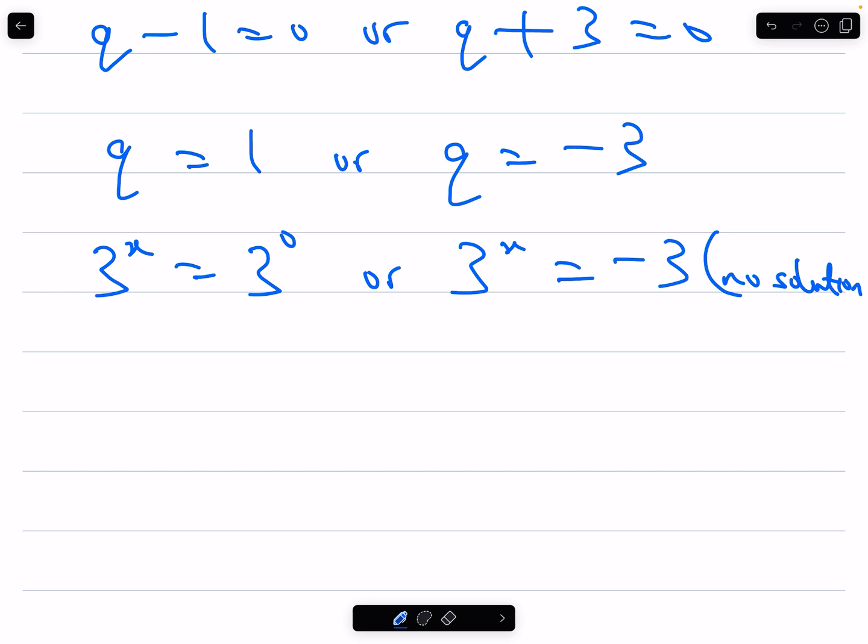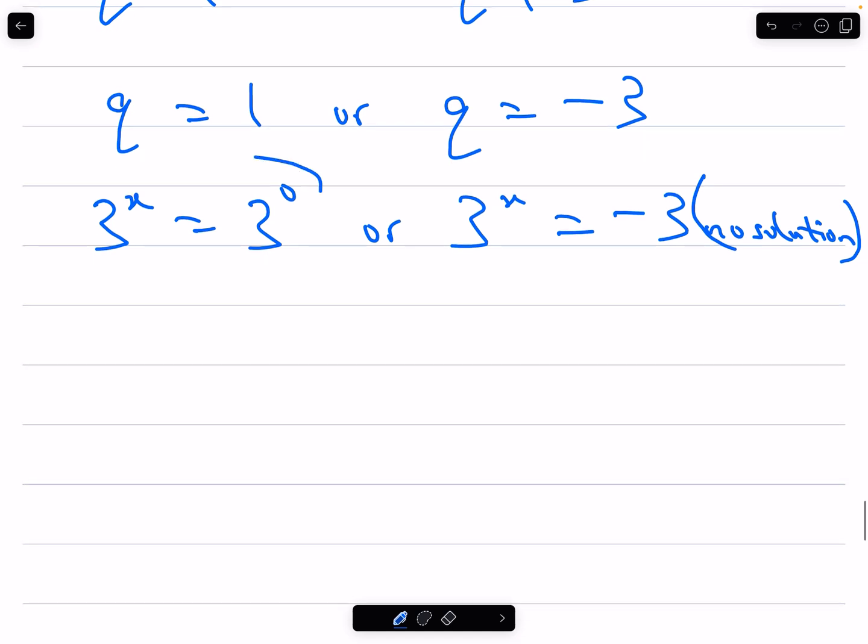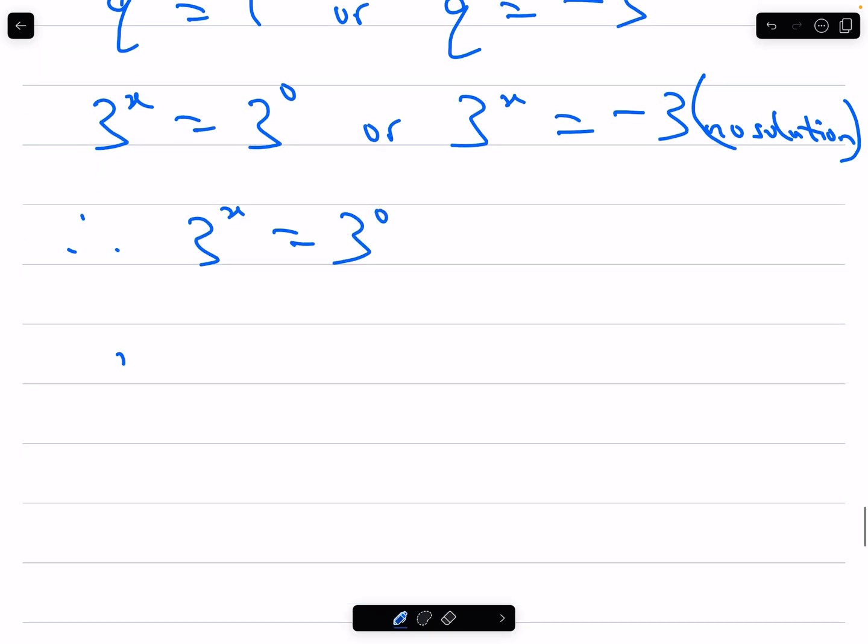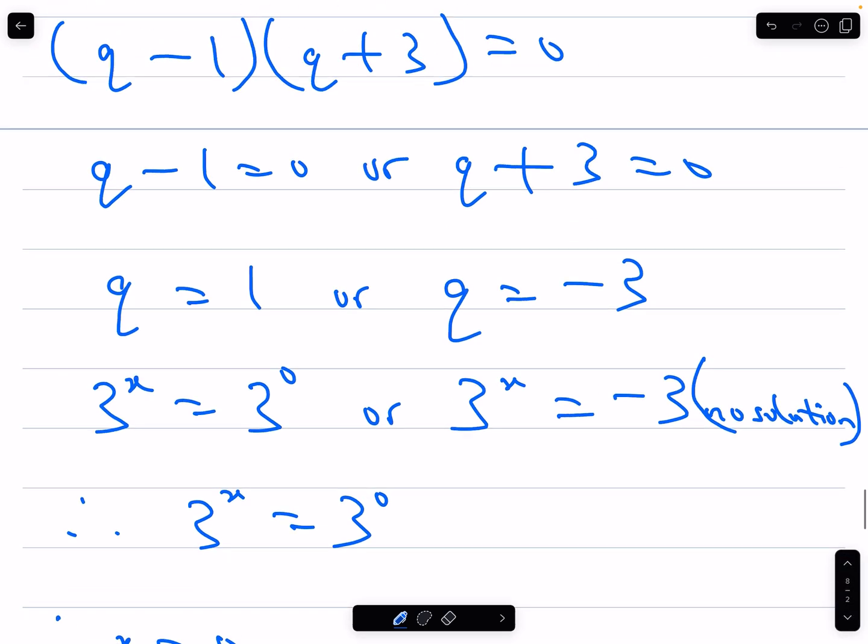There's no solution. You say that has no solution. That doesn't have a solution. And it means the equation would only have one solution, and that's going to be this: 3 raised to power x equals 3 raised to power 0. And that therefore means x equals 0. And that's it, very, very simply.